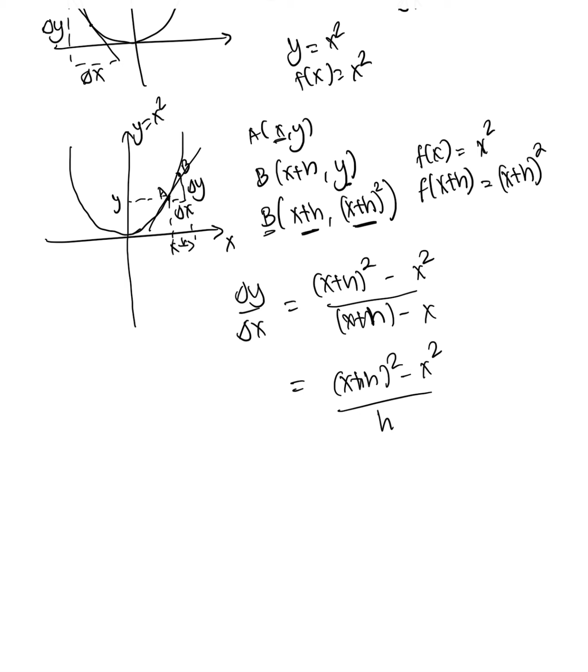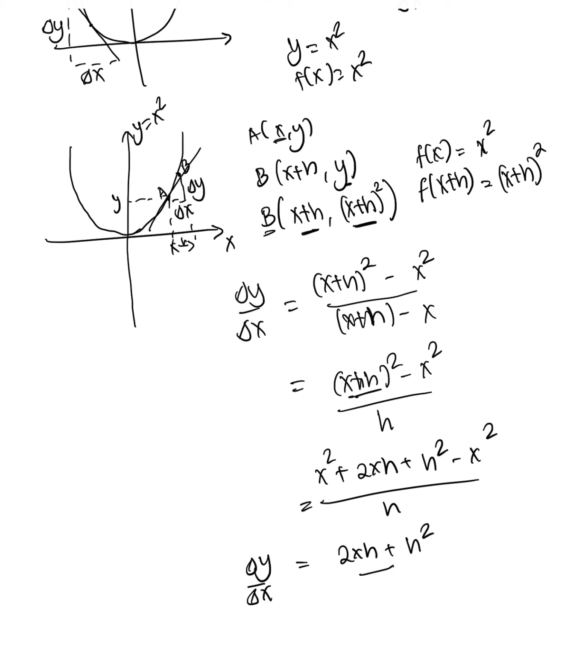And in fact, you can expand this into x squared plus 2xh plus h squared minus x squared, all over h. And therefore, change in y over change in x is (2xh plus h squared) over h. And in fact, if I cancel here and here and here, this is 2x plus h.